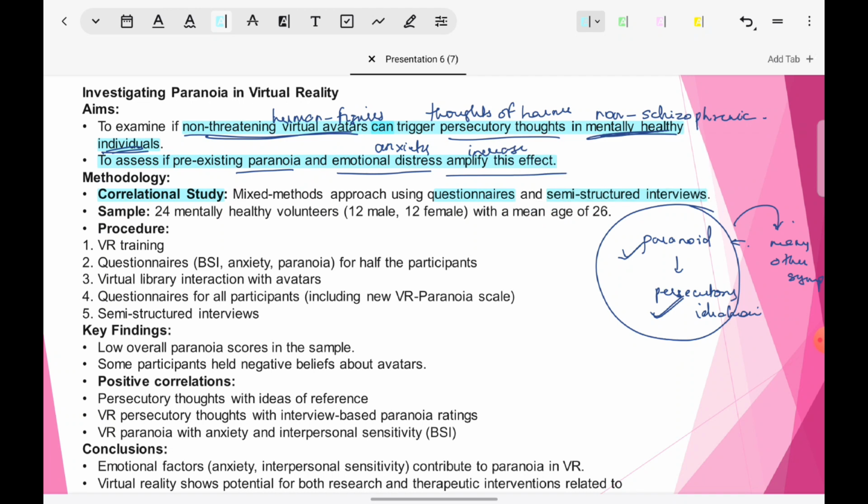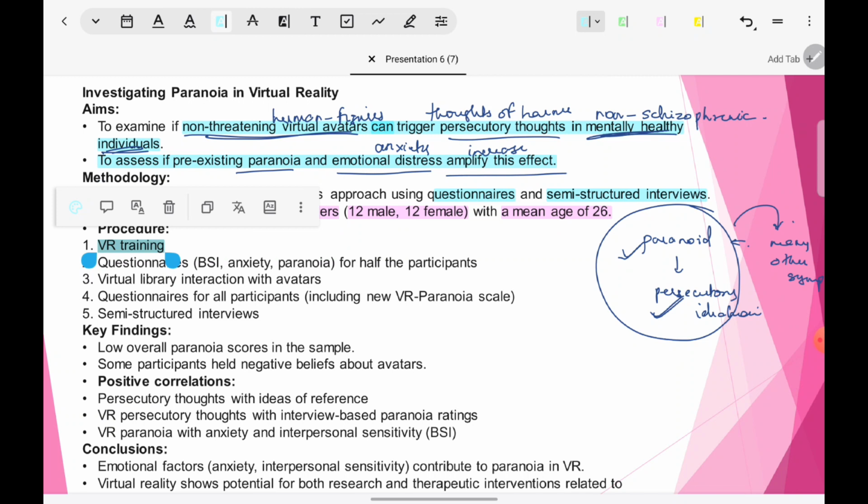In the sample, there are 24 mentally healthy volunteers from University College London. 12 are male, 12 are female, mean age is 26 years. Some of these are students, in fact the majority are students of the university, and there are only 3 administrative staff. Whichever details I am saying orally but are not written here are all there in the textbook. You must learn from them. Now let us see what is done in this study.